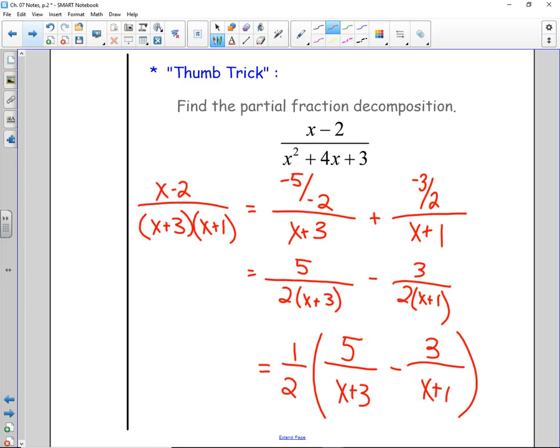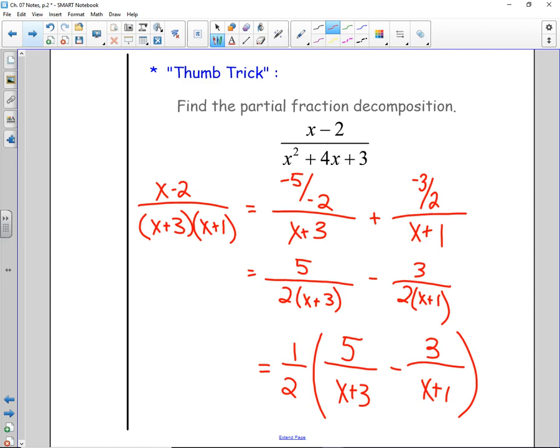And then how did I get to the next one? What did I cover up, everybody? What was it, 0? Where did I plug it in? -1 minus 2 is -3, -1 plus 3 was 2. Now, if that works, we're going to go back and try the other example that we just did the long way and see if we could have done the thumb trick instead.